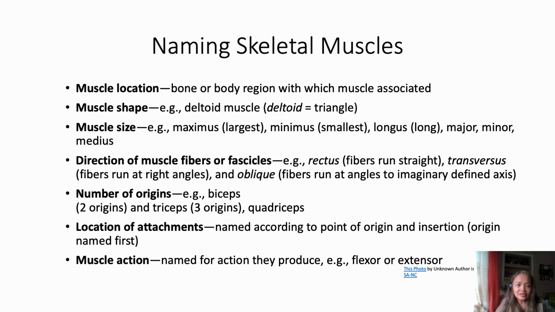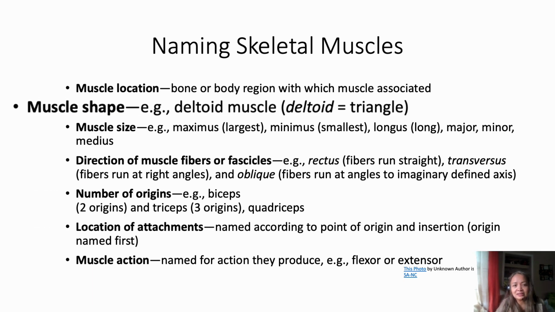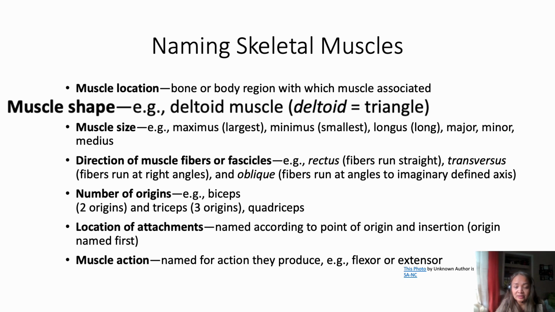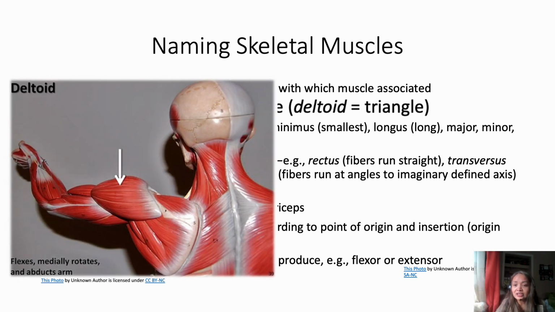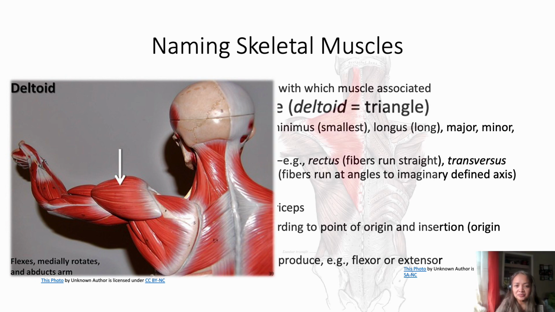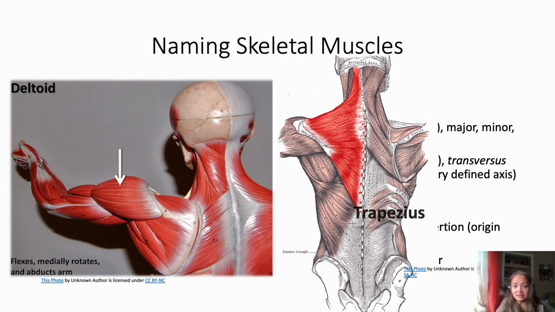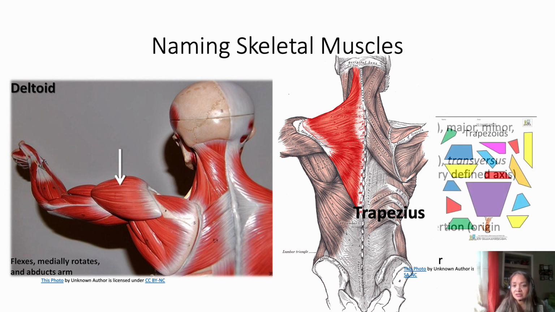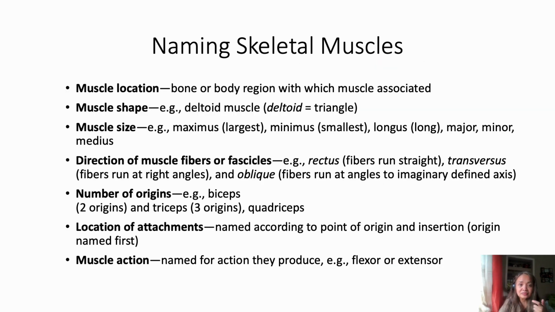So let's look at another criterion, the shape of the muscle. For example, deltoid. Deltoid is a shape, delta, which means it's a triangle. So as you can see, this image points to a triangular muscle, and they just named it deltoid. Another one is this muscle, trapezius. They named it because it's trapezoid in shape. And there are many more that you will see in a little bit.